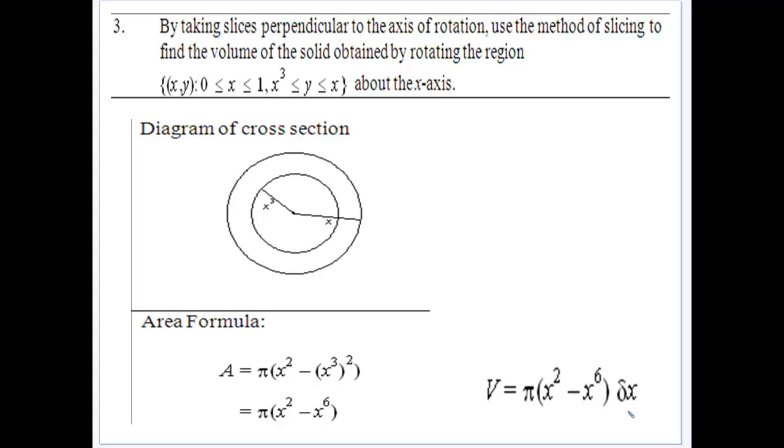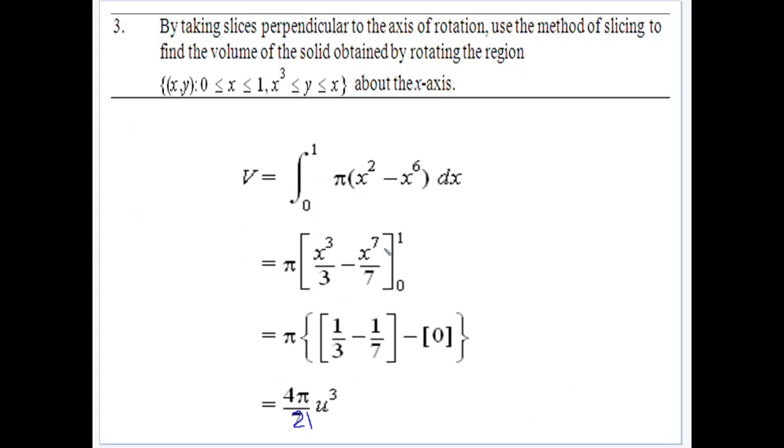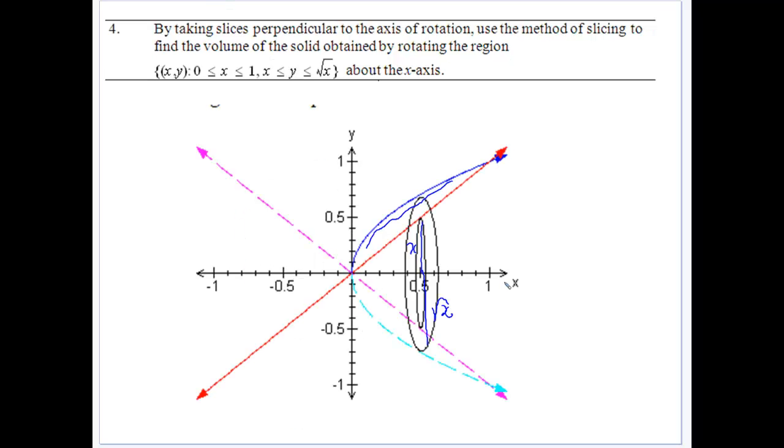So pi times that area times delta x gives us our volume. So integrating those ones, not too hard, comes down to 44 pi on 21. So the integration again, pretty easy.